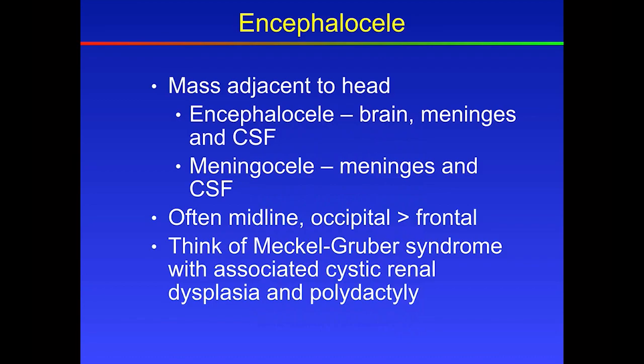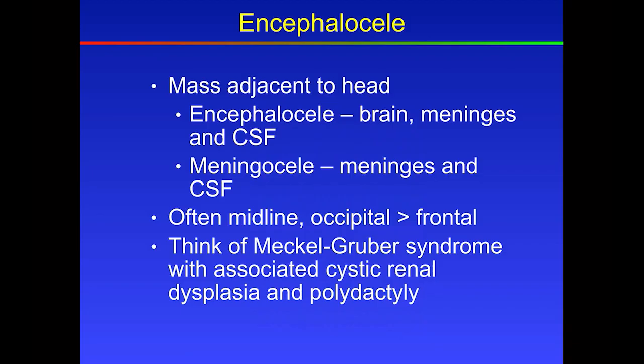Encephaloceles are masses that are adjacent to the head. The encephalocele has brain and meninges in it, whereas the meningocele just has the meninges and CSF in it. These are often midline. They're more commonly occipital than frontal, but our Southeast Asian population has them more often frontal. And anytime you see an encephalocele, you want to think about Meckel-Gruber syndrome, which is associated with cystic renal dysplasia and polydactyly.